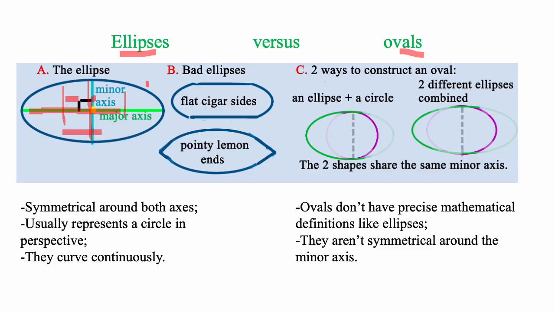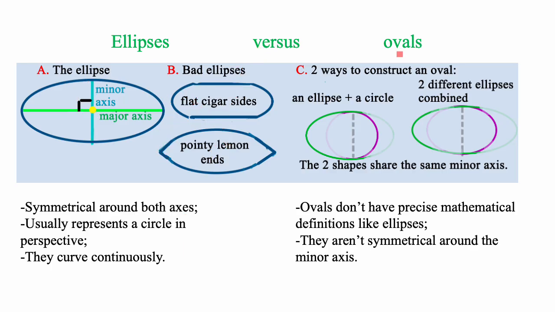And ellipses curve continuously, so avoid flat shapes like a cigar or pointy ends like a lemon. Don't do either one of these. An ellipse usually represents a circle in perspective, that is, from any other viewpoint except parallel to the picture plane, which we'll discuss. It usually doesn't represent a truly elliptical 3D shape since they're rare. Maybe the closest is a blimp or a watermelon, but for the most part, it represents a circle in perspective.